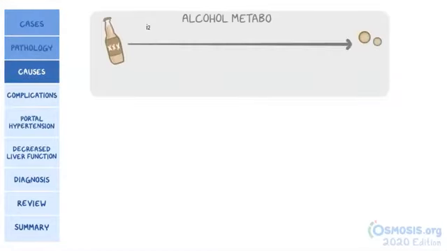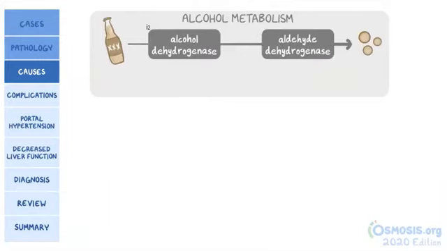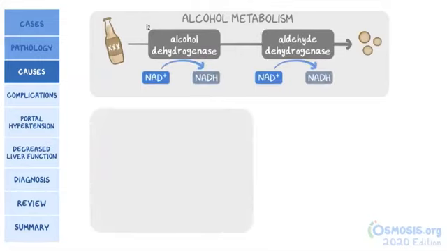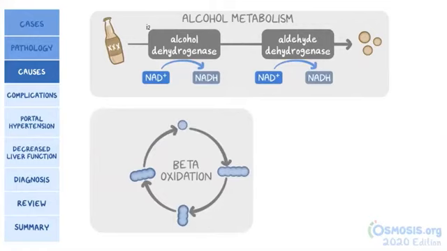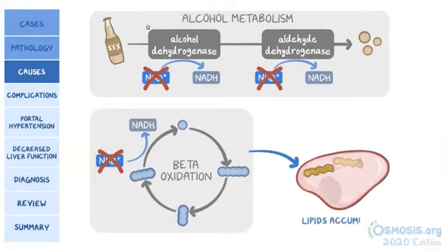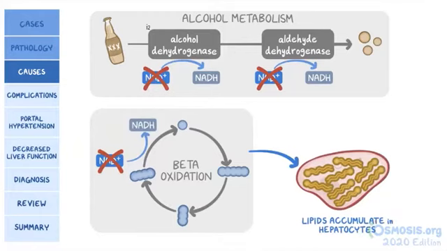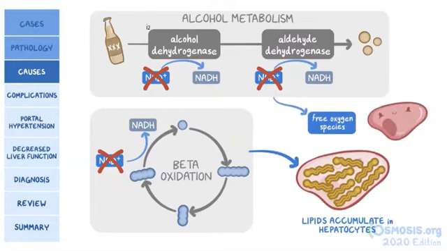Now, alcohol metabolism needs alcohol dehydrogenase and aldehyde dehydrogenase, which use up NAD+. Beta oxidation in lipid metabolism also needs this coenzyme, so when it's used up, lipids accumulate inside hepatocytes. Next, free oxygen species are also created during alcohol metabolism, and this could also damage hepatocytes.